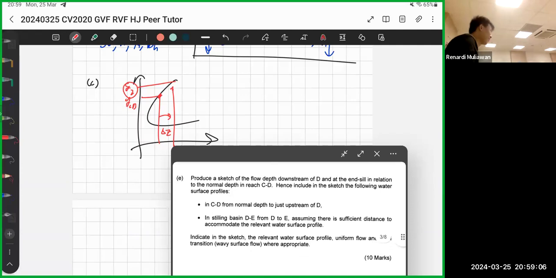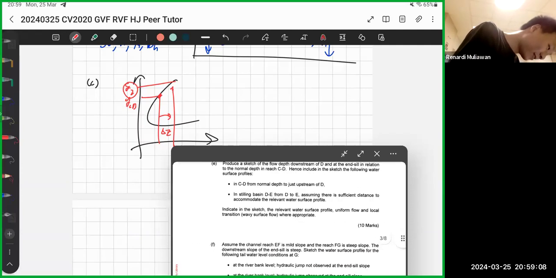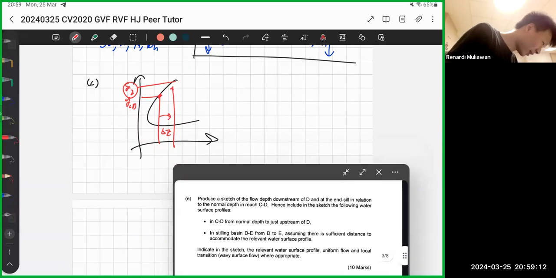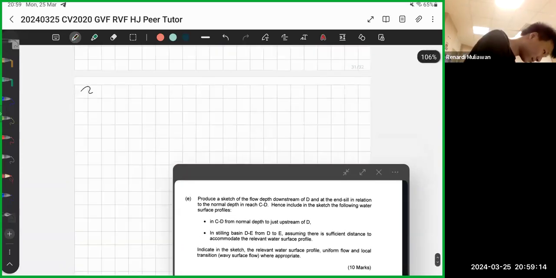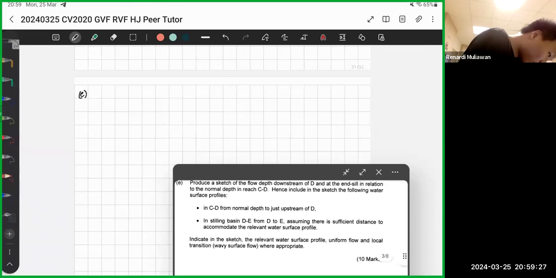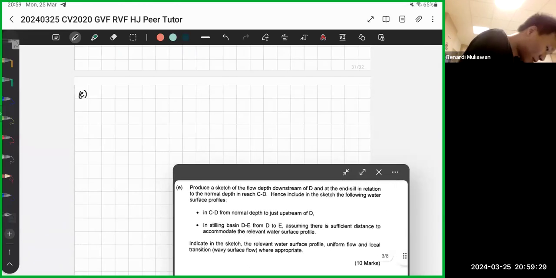Finally, we reached this one, the one that we just learned today. Part E, just this plus 2 and we're done. Produce a sketch of the flow depth downstream of D and at the normal depth in relation. Oh my god. They asked about CD, the normal depth just upstream of D.